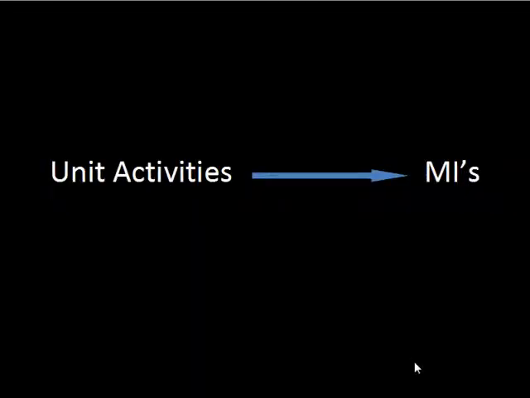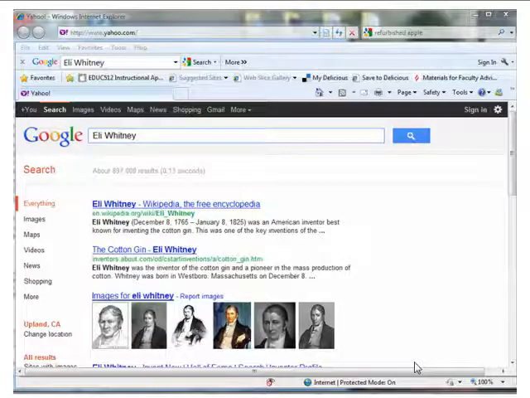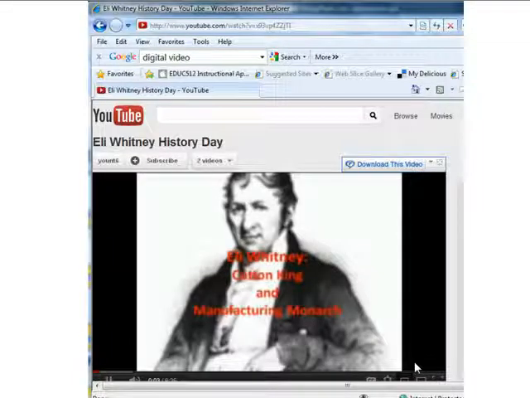Unit activities and MIs. Kinesthetic learners will learn about the cash crop of the South as they work with their peers to de-seed cotton, research the cotton gin and Eli Whitney on the internet, and develop digital video in which they will portray Eli Whitney and a plantation owner discussing the benefits of the cotton gin, allowing students to gain an understanding of the significance of the cotton gin to the Southern agriculture economy.